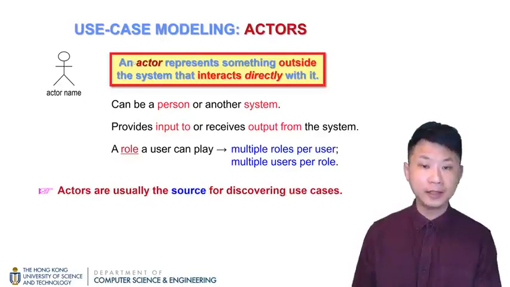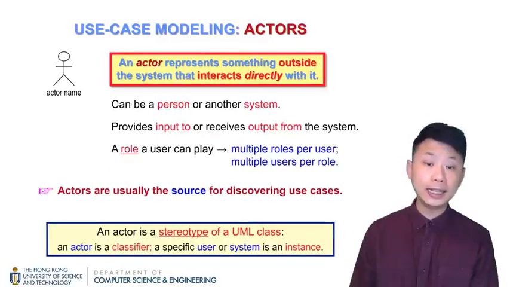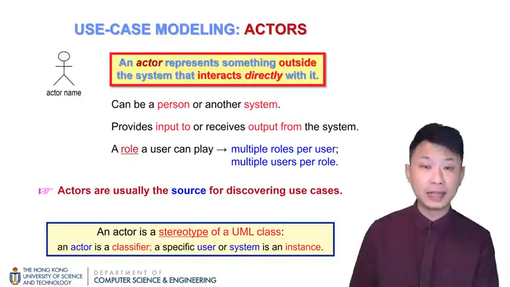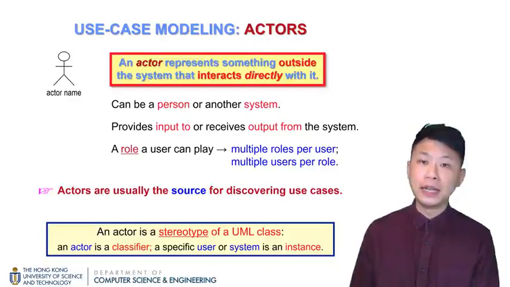And actors are usually the source for discovering use cases, to discover functionalities in your software system. An actor is a stereotype of a UML class. Notice that we may have many users on a software system, and we classify similar users together as an actor in our use case diagram.